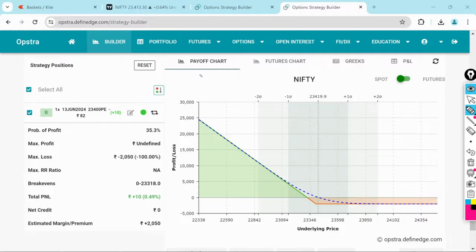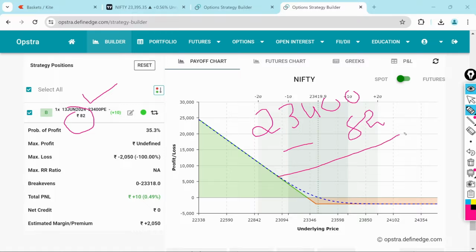Now we will see how to calculate the break-even for put options. In this example, I bought a put of strike 23,400, and for that I paid an 82 rupees premium. Calculating the put option break-even point is slightly different compared to call options. Take the strike price, 23,400, and the premium we paid, 82 rupees, and subtract it. Now we get the break-even point, 23,318, below which we will make a profit.